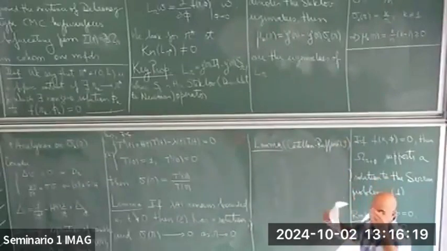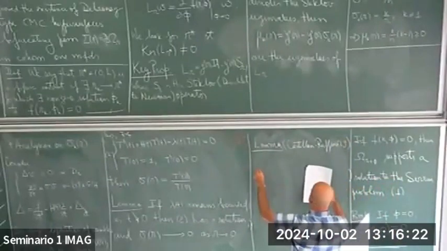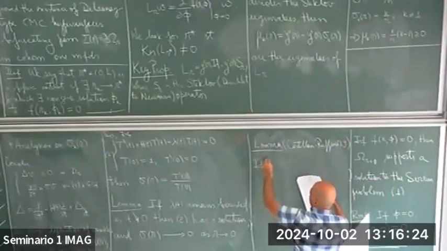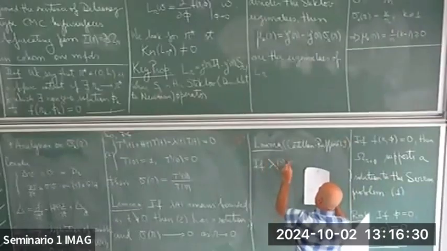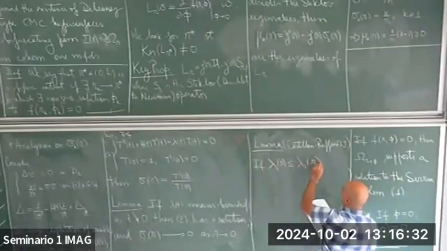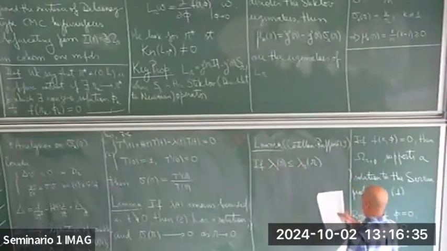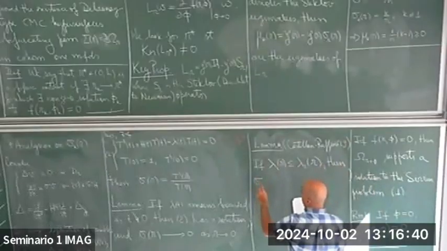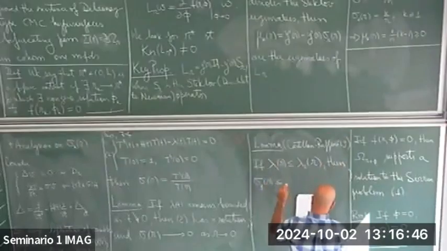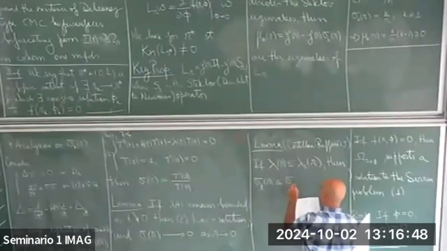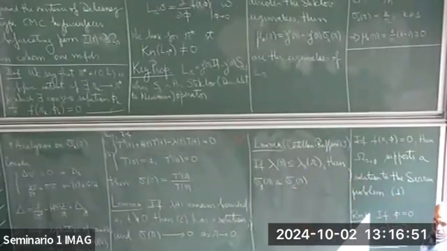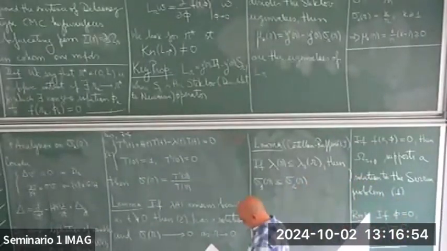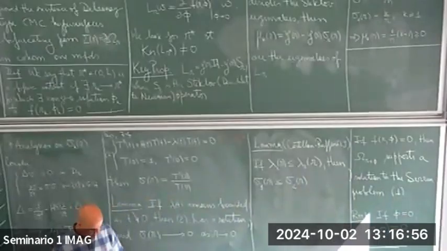The paper has a lot of important results, just a lemma in the paper. If lambda 1, it doesn't matter which one. So I put I and J if you wish. Then the corresponding eigenfunction, okay, also respects the same. That's interesting. There are a lot of interesting things in these.